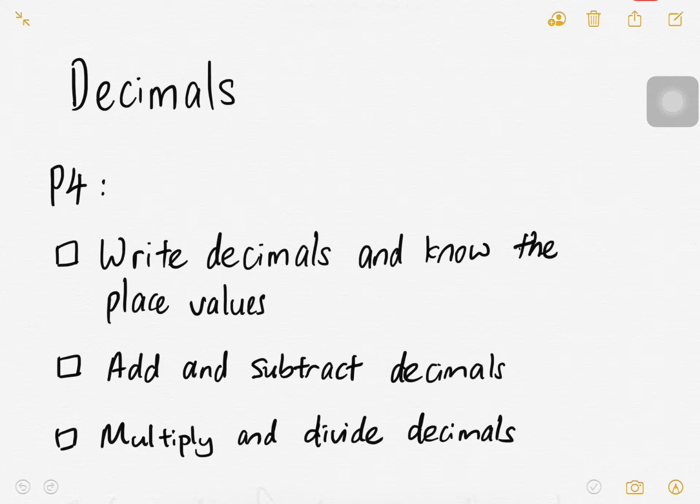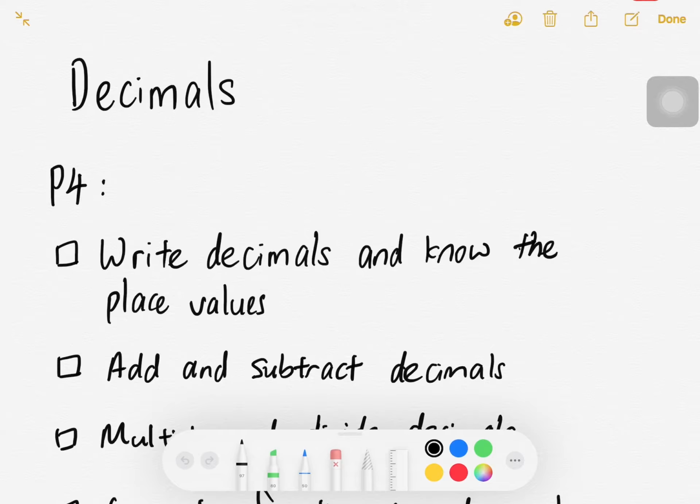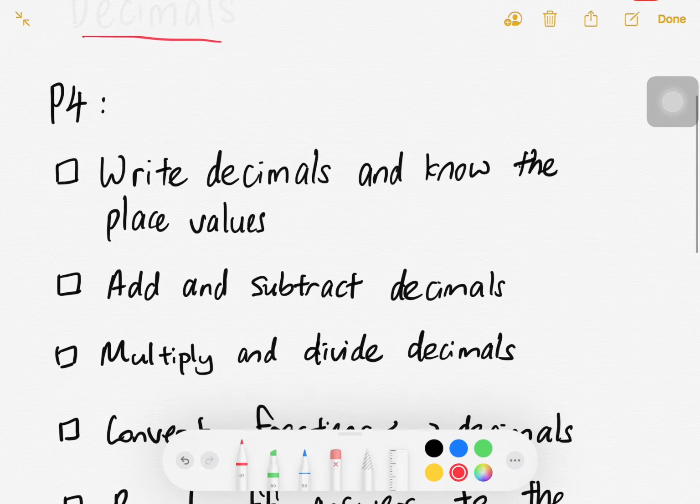Okay, today we are going to cover decimals. Before we actually start with P5 decimals, we are going to relook at the P4 topics. So what do you need to know?